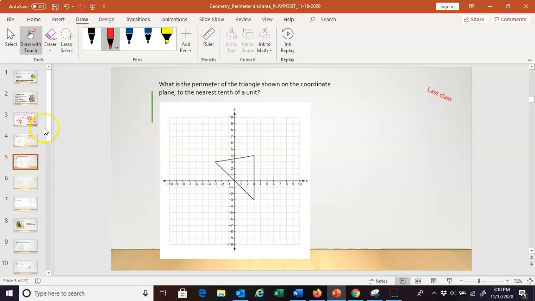Same thing with this one. What is the perimeter of the triangle shown? Again, you're going to match it up to our formula sheet. For the perimeter of a triangle, you're just going to add up all the edges. There's really no formula for that. You're just going to add them up. This plus this plus this. So use that distance formula, use the distance feature on the calculator, find the lengths, and add them up.